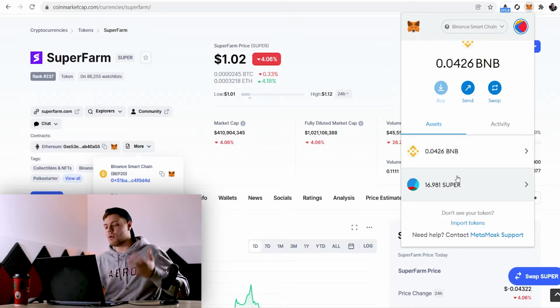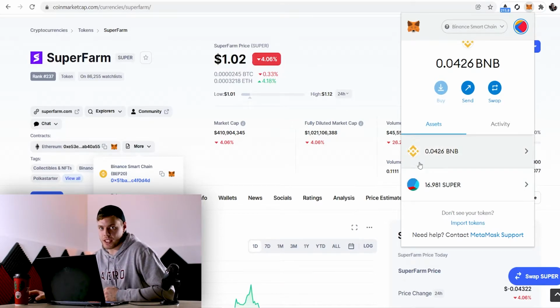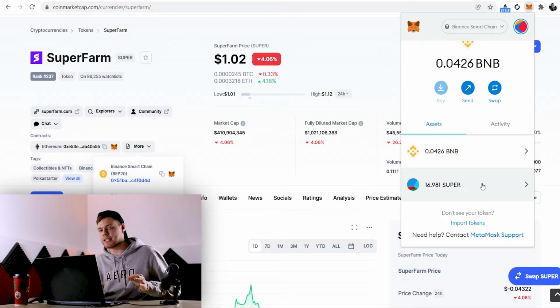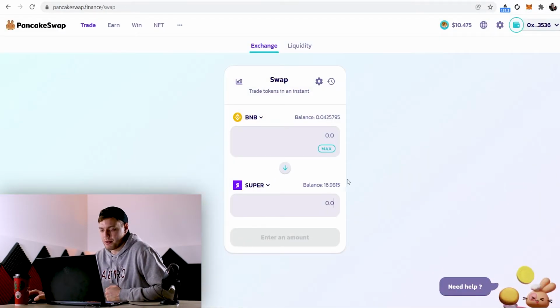It was there the whole time. I just hadn't told MetaMask yet that I actually wanted to see my balance and the values for this specific token in there. So if you buy something and it's not showing up, don't freak out. You probably just haven't added the token yet to your MetaMask wallet. All right, so now that we've successfully bought Superfarm tokens, let's go ahead and sell these tokens so you can see how that process works. It's very similar to buying.